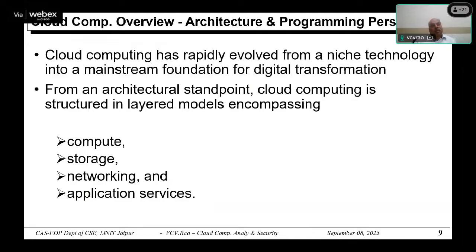One is that cloud computing is structured compute, storage, network, and application services. These are the 4: compute, storage, network, and application services. So we can focus more on compute, or storage, or networking, or application services. That means from the security point of view, APIs are there. From the storage point of view, APIs are there.